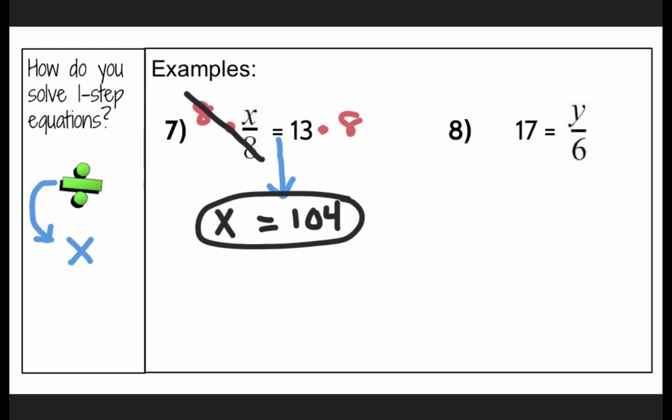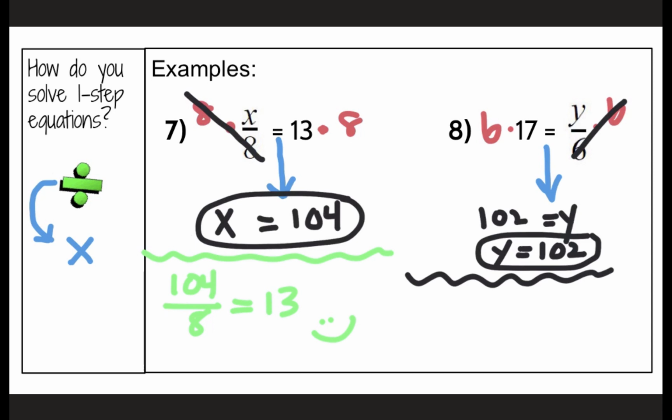Now, I want to check to make sure I did my work correctly. So I'm going to take 104 and plug it in for x. 104 divided by 8, does that give me 13? Yes, it does. Pause the video, you do number 8, come back and check your answer with mine.